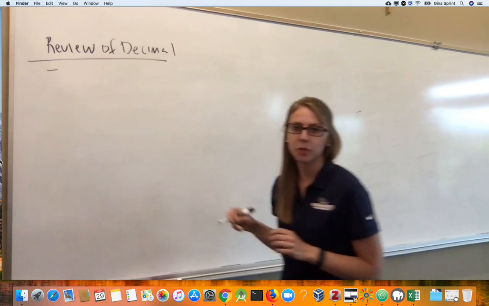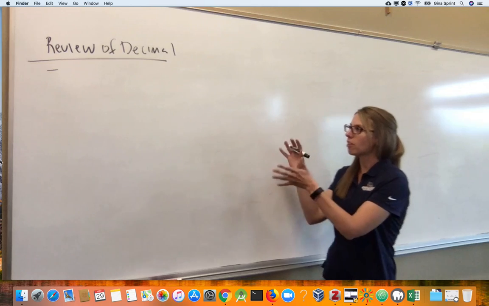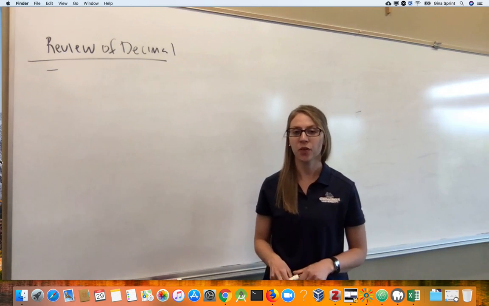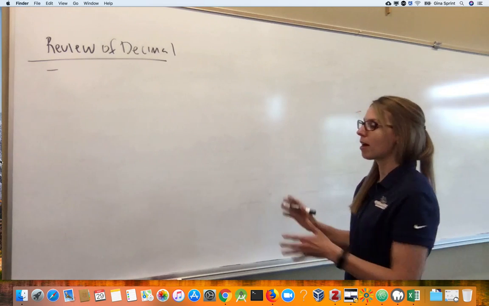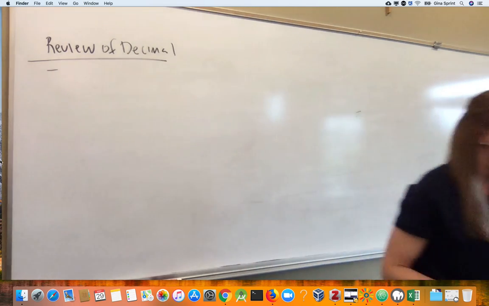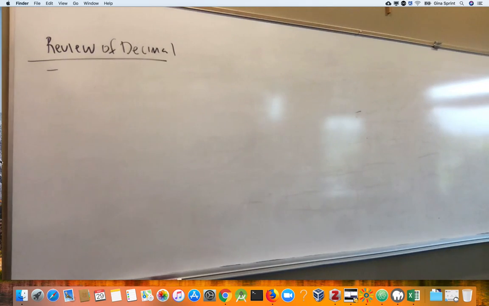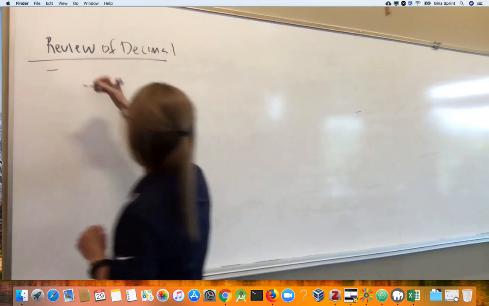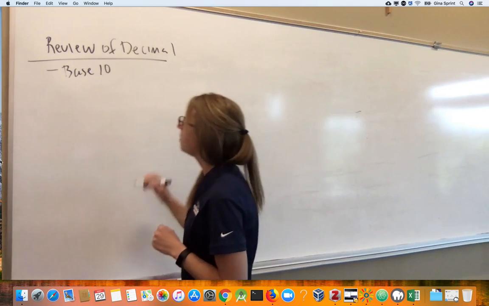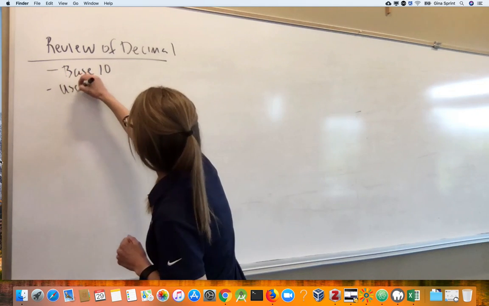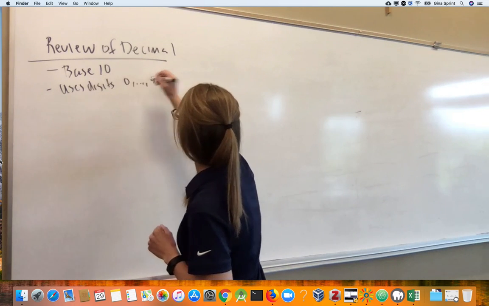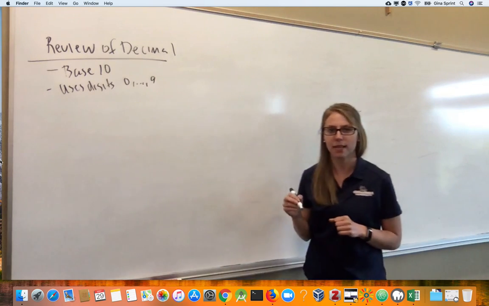So let's review decimal. In some ways, this part of the lesson is going to feel like you're back in elementary school. But it's a good review, and if you fully understand what we're about to review, then you'll be able to apply it to binary, no problem. Okay, so decimal is base 10. Therefore, it uses the digits 0 through 9, 10 digits for base 10.